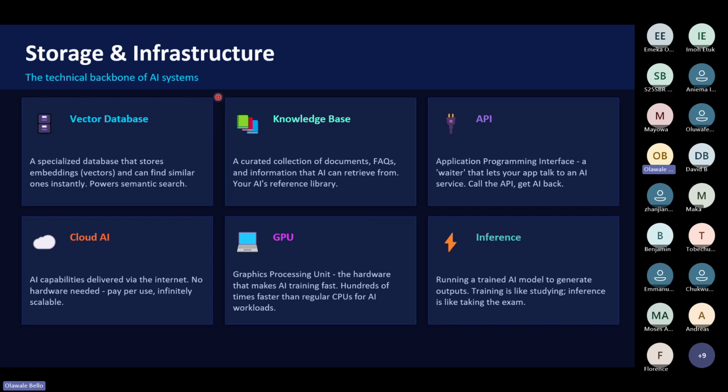Storage and infrastructure. So the RAG system leverages the vector database. The vector database is a special database that stores and retrieves embedding vectors.